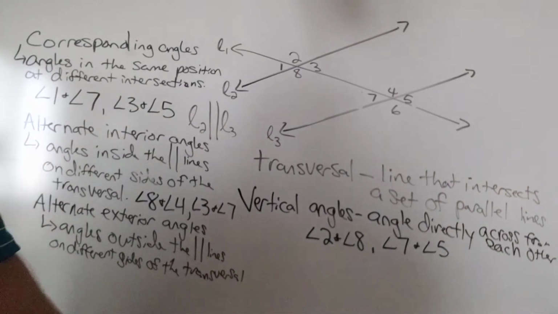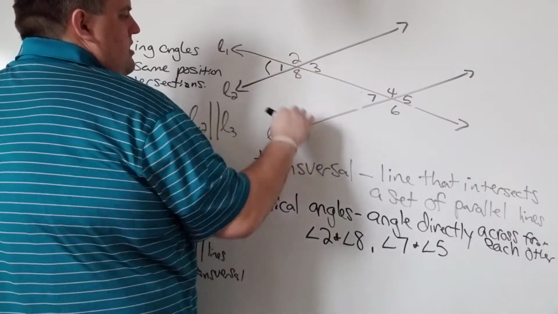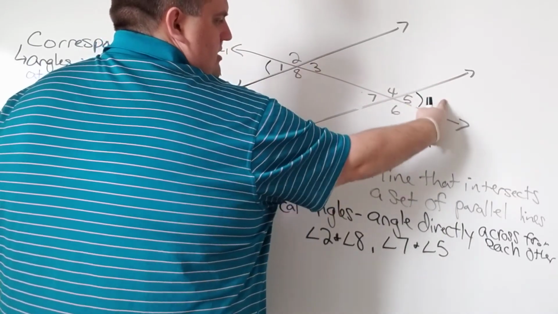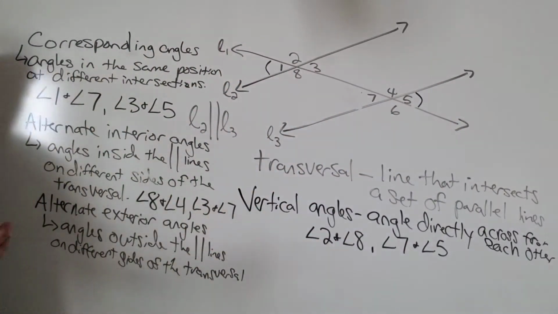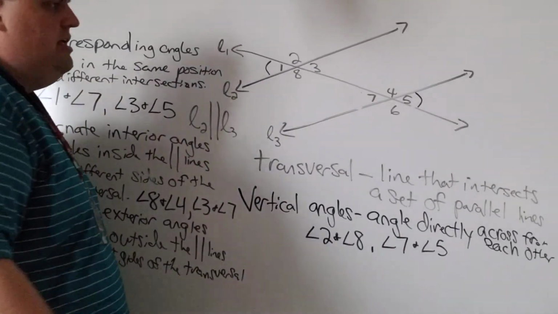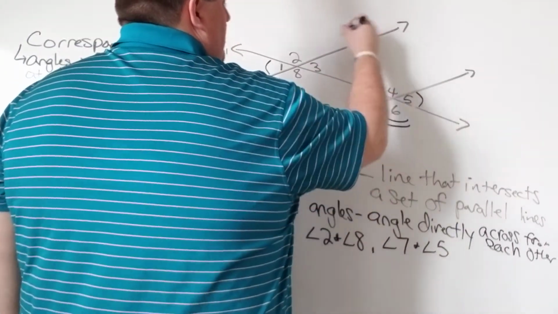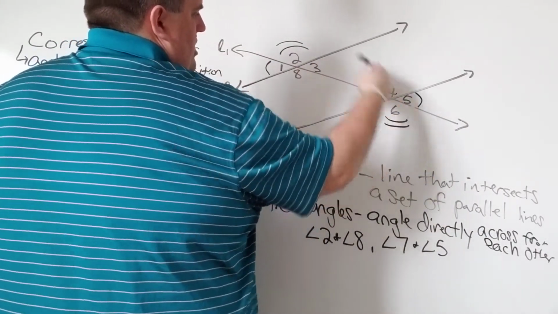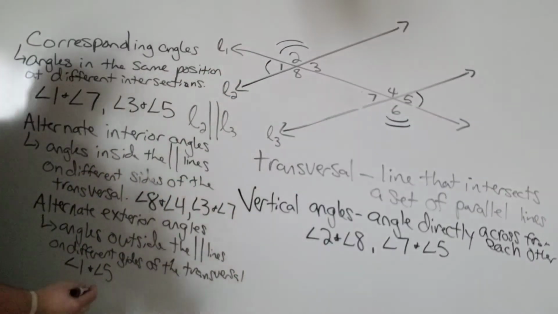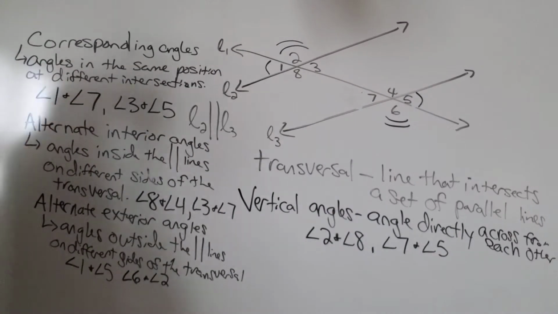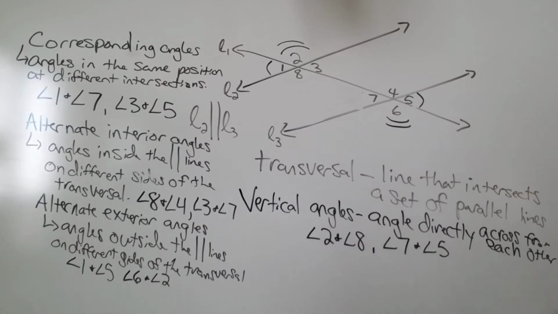So alternate exterior would be like angle 1, and then do the same thing but go on the outside, angle 5, right? They're outside the parallel lines on the opposite side. So angle 1 and angle 5 would be congruent because they're alternate exterior. And likewise, angle 6 and angle 2 are both outside and they're on opposite ends. So angle 6 and angle 2. Those are our 4 sets of angles that are congruent to each other.